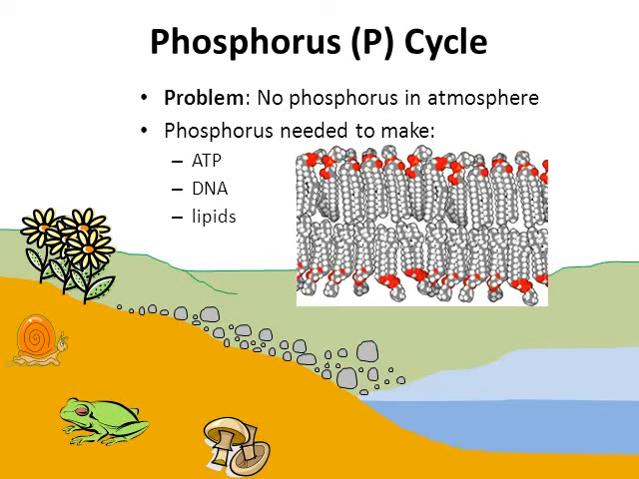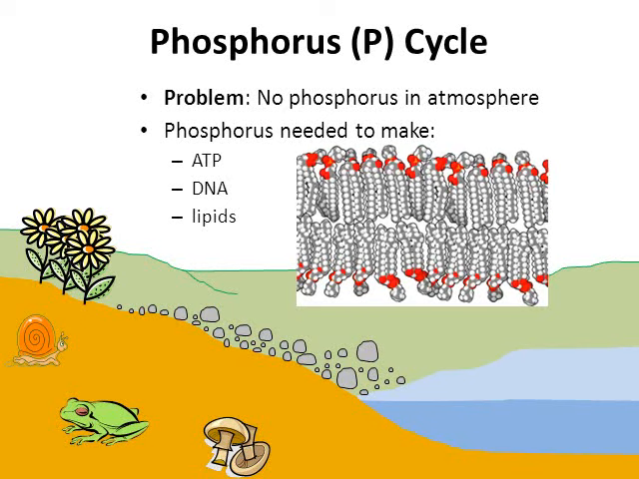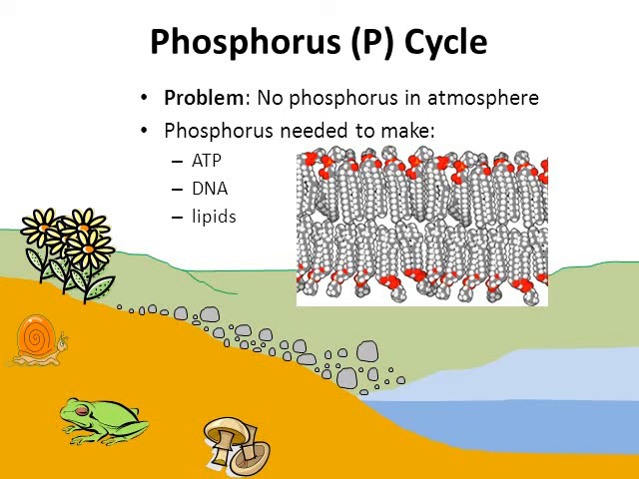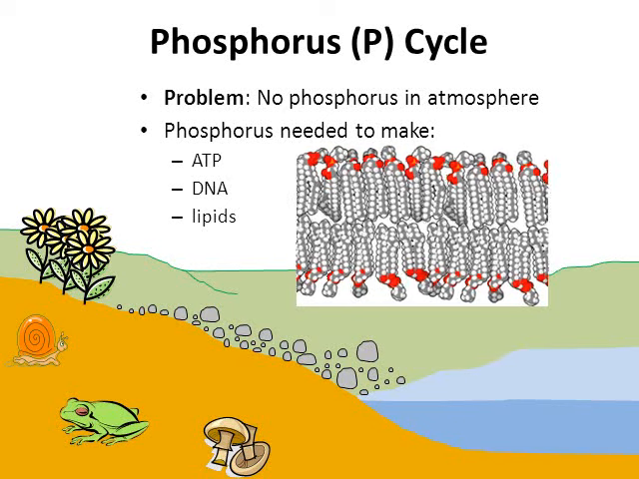Another reason why we need phosphorus is because of lipids. Here's a picture of a cell membrane. Remember that a cell membrane is made from a phospholipid bilayer, phospholipid, because there's phosphorus in it. So let's go ahead and get into the steps of the phosphorus cycle.